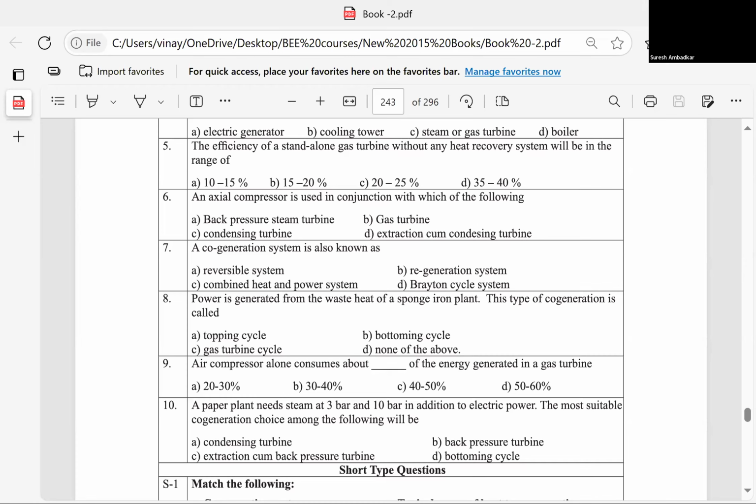Now, the air compressor alone consumes about how much of the energy generated in the gas turbine? C, 40 to 50%. We have seen that, yes, 40 to 50%.